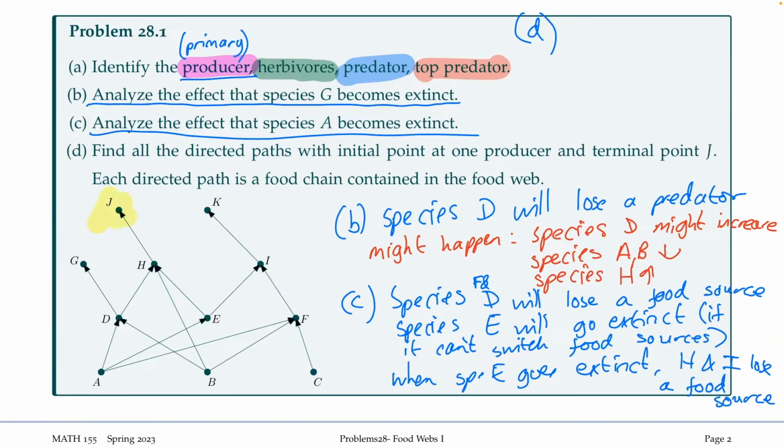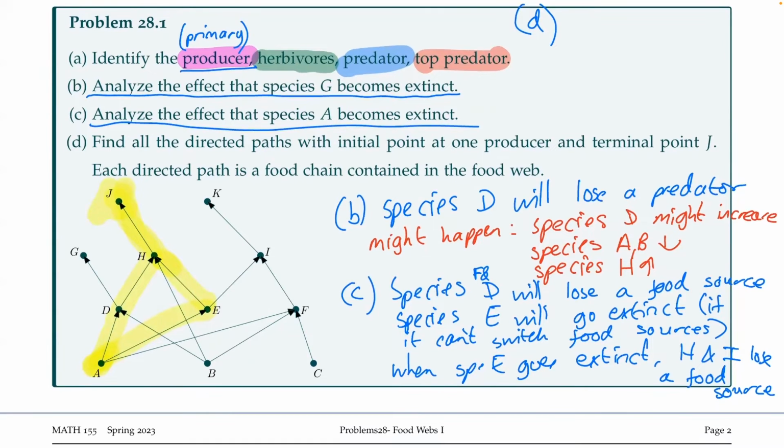Okay, so we could start at, say, A, and then go to D, H, and J. So that's one path. We could go A to E, to H, to J. So that's another path. We could start at B and go B, D, H, J, or we could go B, H, J. There are 4 different paths. There are no paths from C that lead to J.